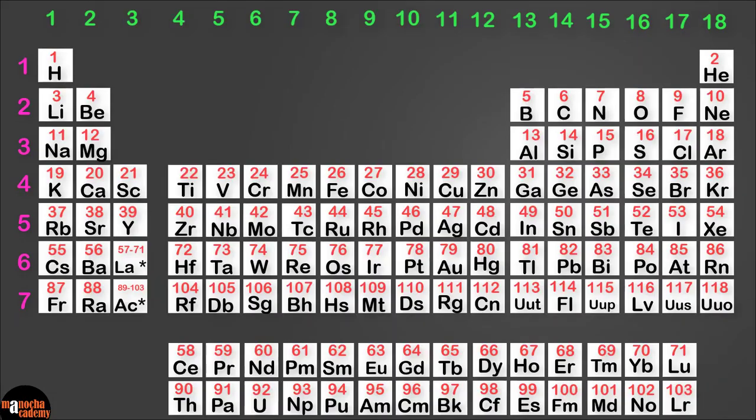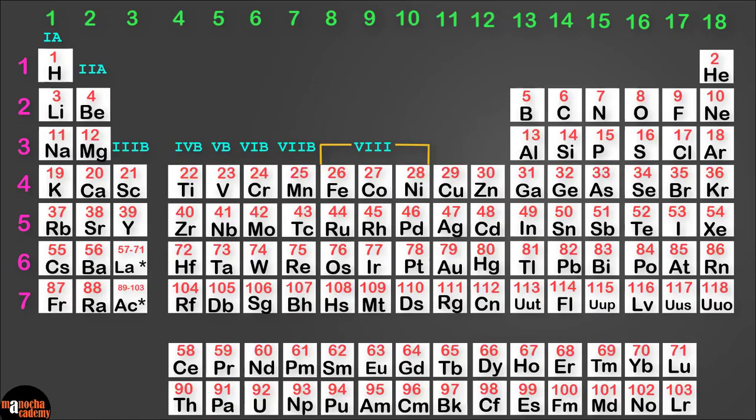As we have seen, the new scheme has group numbers from 1 to 18. Now let's look at the old scheme. Group 1 has the number 1A. Note 1 is written in Roman numeral and the alphabet capital A. Group 2 is 2A. Now when we go to group 3, it's tricky. It's going to be 3B. Then you have 4B, 5B, 6B, 7B, and groups 8, 9 and 10 have the Roman number 8.